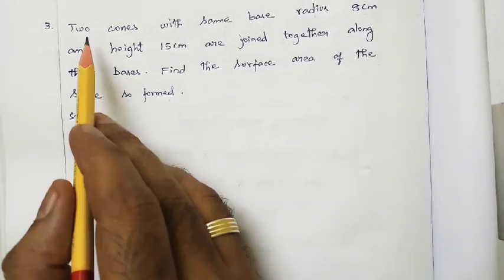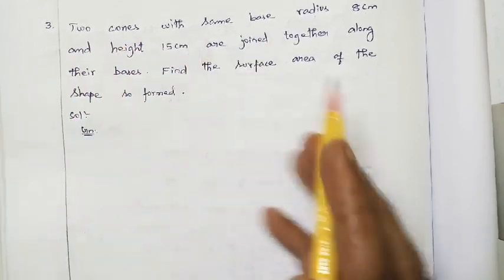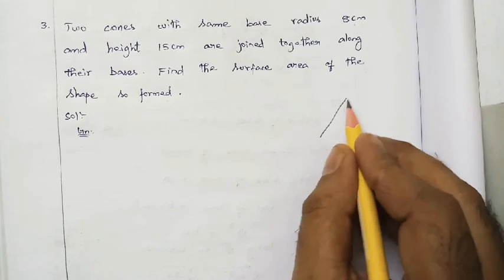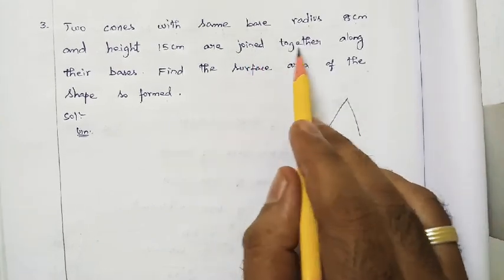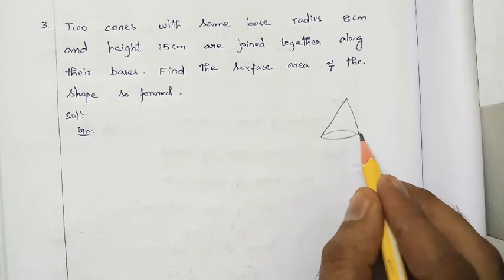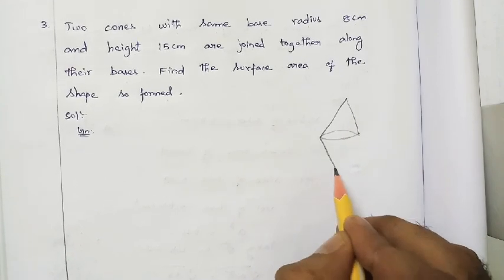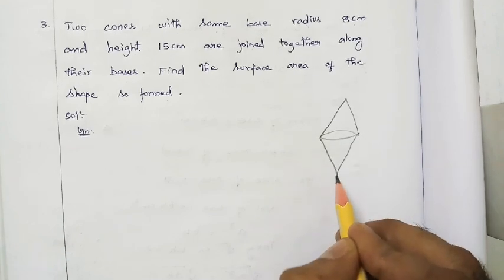First you can draw the diagram, right? 2 cones with the same base joined together along their bases. So first one, this is one cone, and another cone is joined with the same base, right?